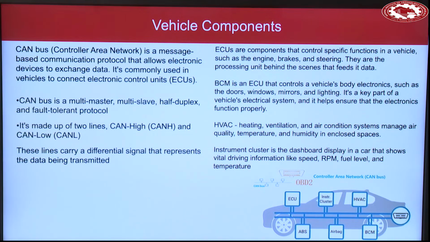So we have something called electronic control units, ECUs. ECUs are kind of storage or registers. They store all these kinds of values, as I said, and they always check those calculations. So CAN bus is a multi-master, multi-slave, half duplex, and fault tolerant protocol. We talked the other day about what the master and slave model is.